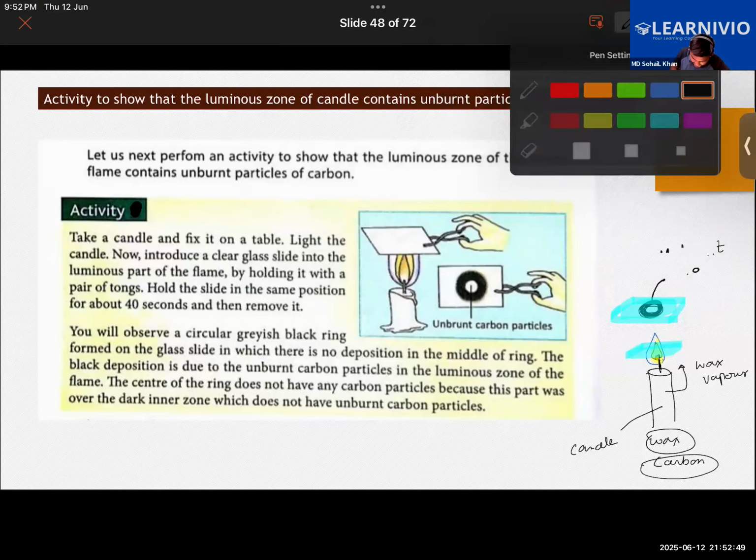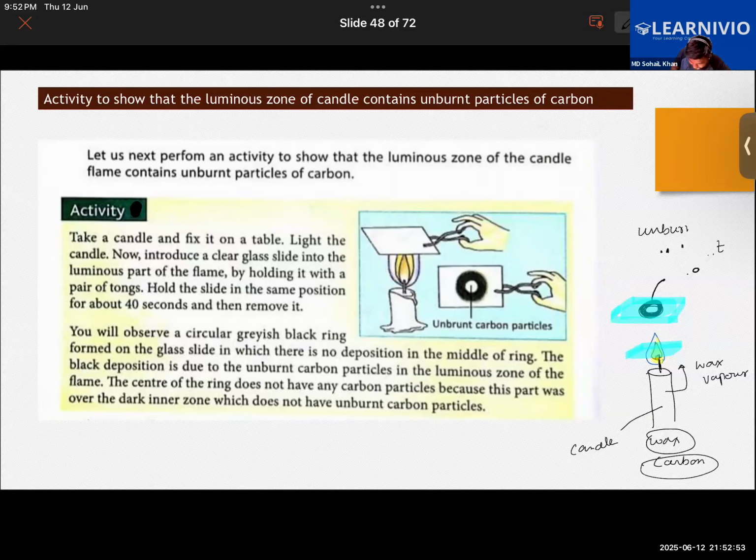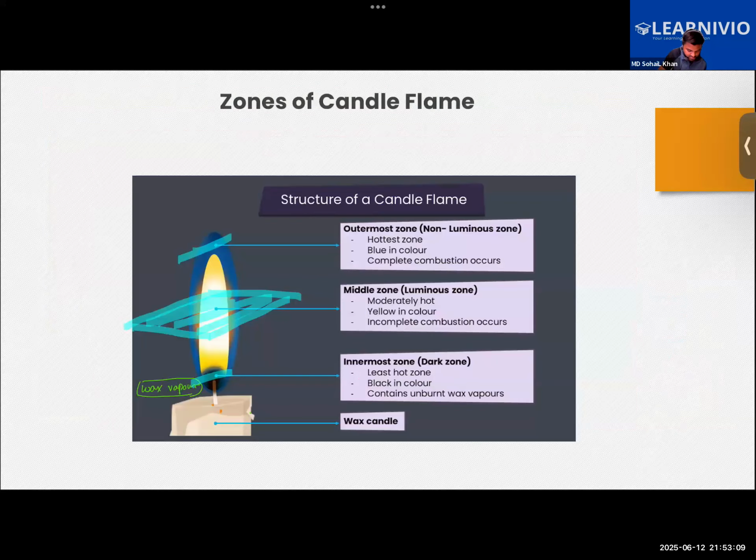No, the black deposition here is because of the unburnt carbon particles. That is basically unburnt carbon particles. If you talk about the wax vapor, in the innermost zone, what we have learned is that it contains unburnt wax vapor. In the middle zone, the luminous zone, it contains unburnt carbon particles. What was found in the innermost zone? Unburnt wax vapors. And what is found in the middle zone?